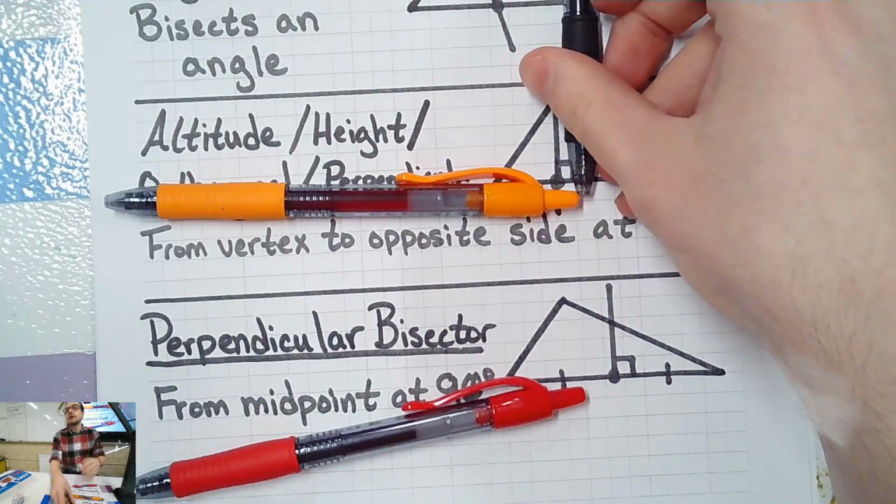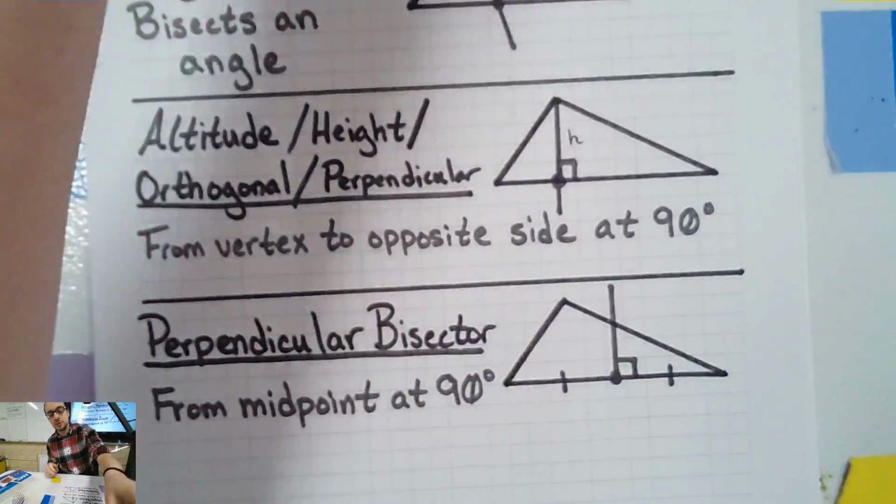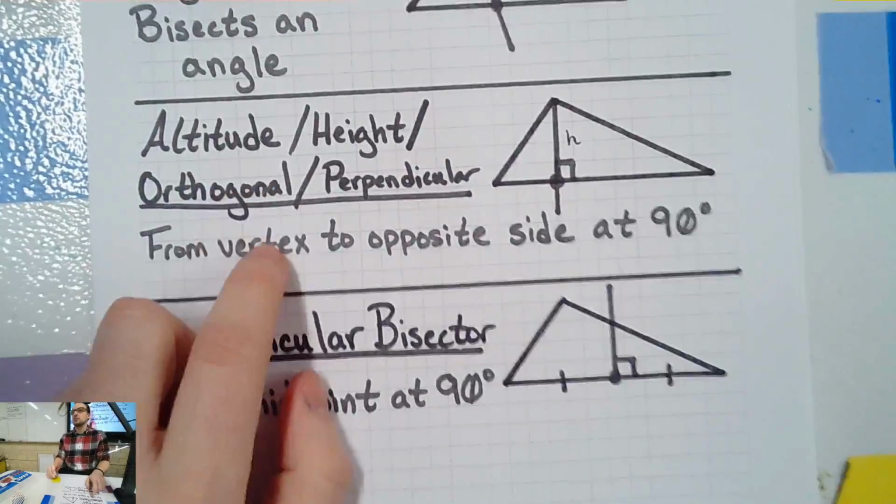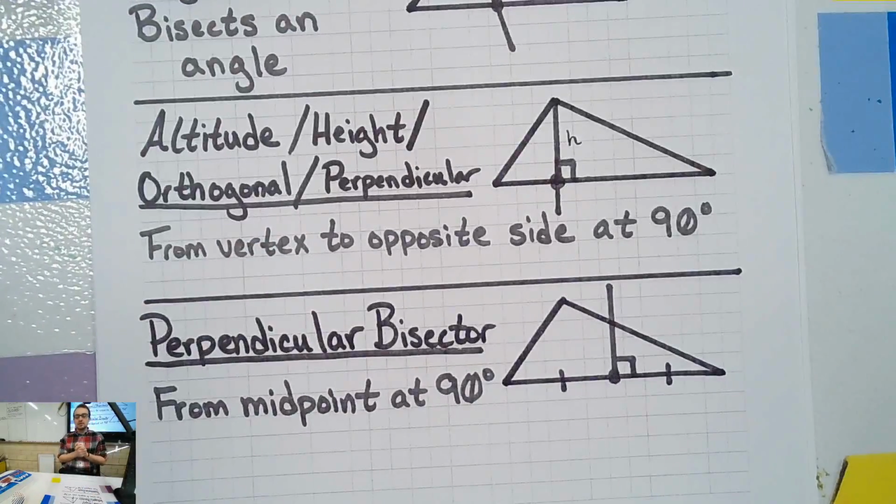Pretty boring, right? But you'll end up using it in 3 dimensions in geometry later, and it's also going to help you with something today. So remember, orthogonal means right angle.